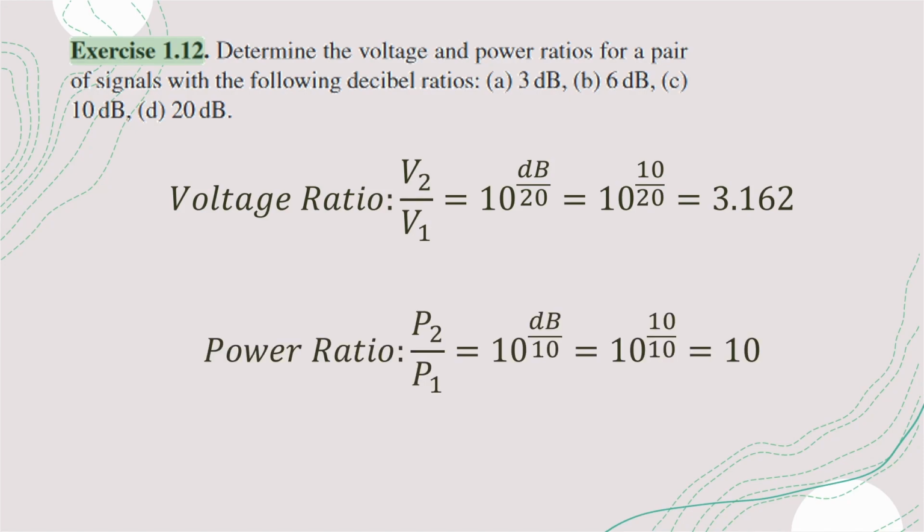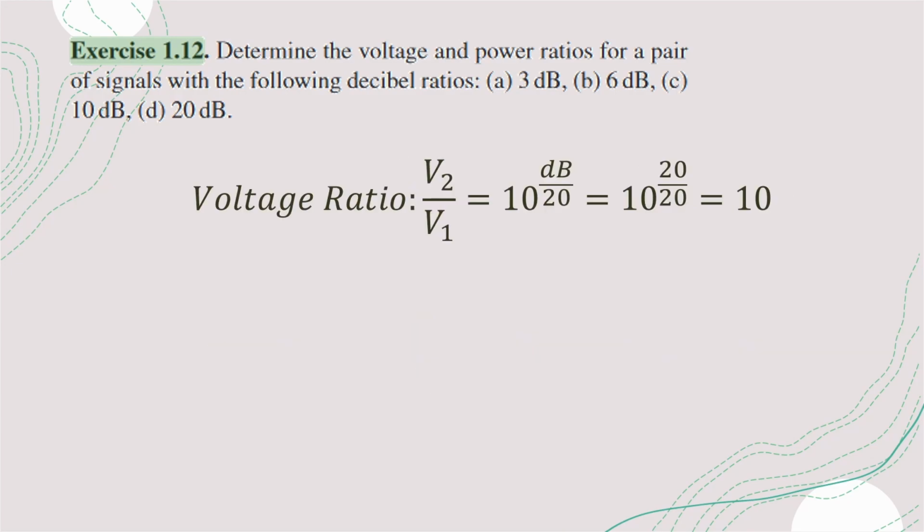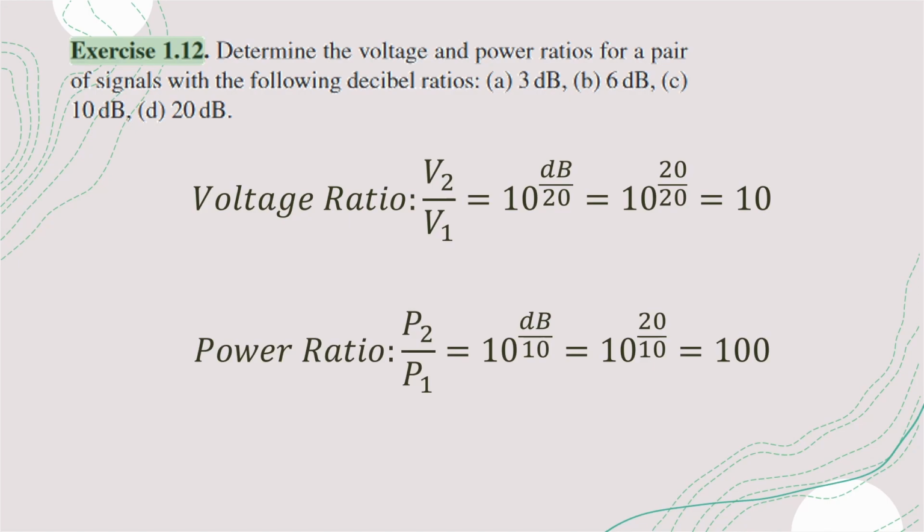So if you have a value of 10 dB, that means your ratio is 10 for power, and for voltage it is 3.162. The last part of the question gives you a dB value of 20. So for the voltage ratio, the answer is 10, and for the power ratio, the answer is 100. So if you have a dB value of 20, for a power number, the multiplication or the ratio between the two numbers is 100 times.